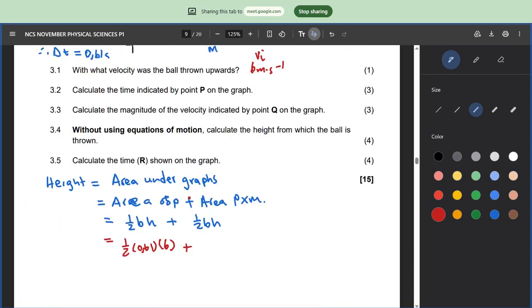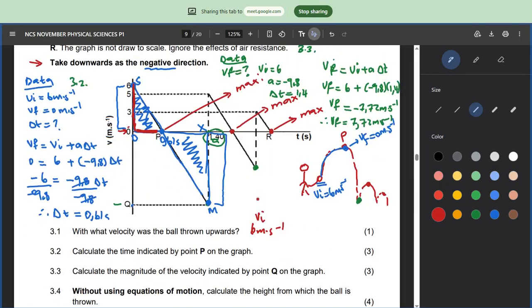They said we don't have to use equations of motion. That's why I'm doing this. The base of the second triangle will be the distance from this point here to that point. That's the base. But look at this, it's 1.40 minus the 0.61. You need to take 1.40, then you minus 0.61. Can you try minus that? Tell me what you get.